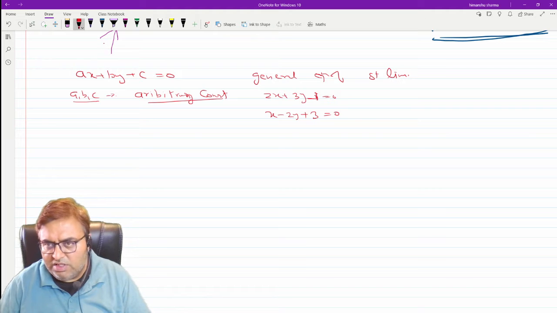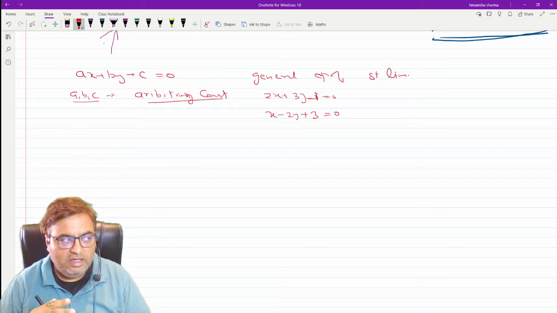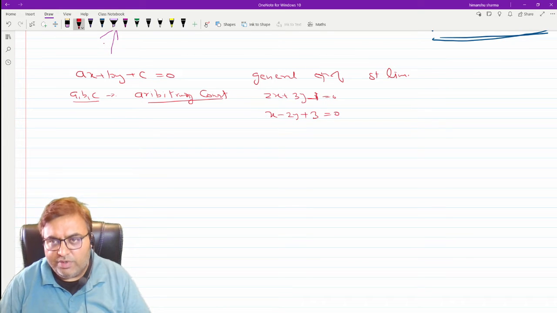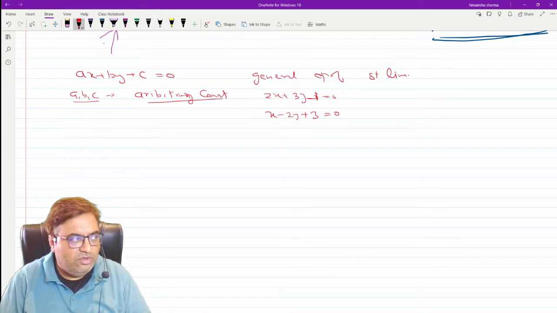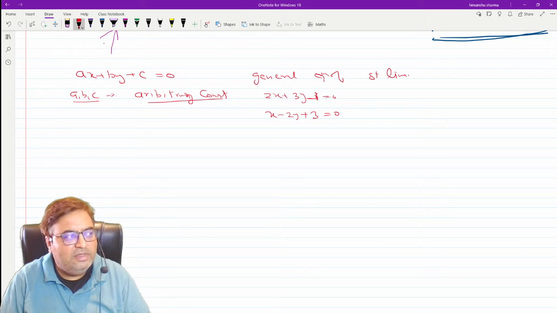If I give you these 2 points, then there will be only one line passing through them. So that means in order to draw a line we require 2 pieces of information, so we cannot have 3 equations. So actually they look like 3 variables, but the independent variables are only 2.